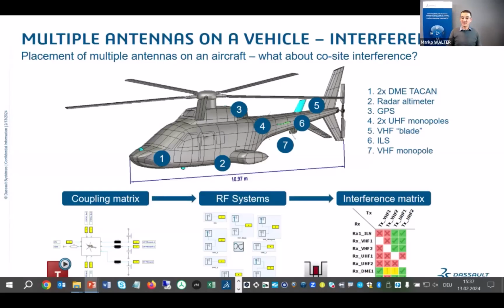The interference matrix gives you a nice visual representation of which transmit-receive combinations are okay, the green ones, maybe not okay, the yellow ones, or really not okay, you should do something about this, those are the red ones. And by okay, we're always talking about meeting the electromagnetic interference limits, so the EMI limits. And this will be talked about, as I said, a lot more by Tobias.